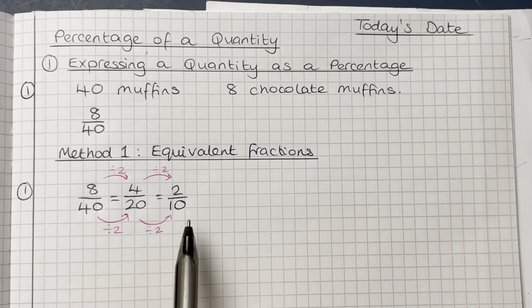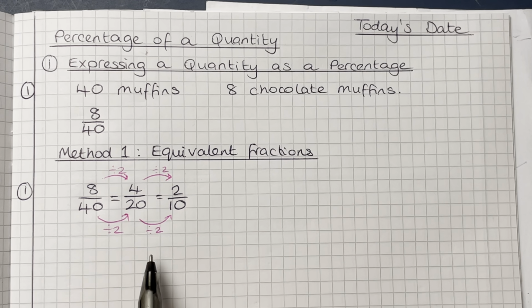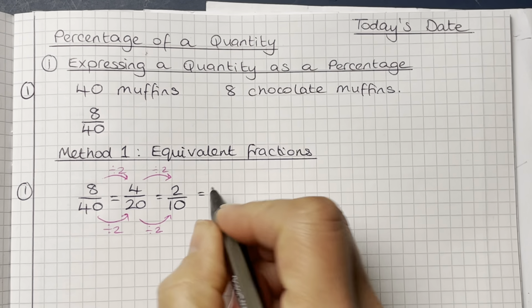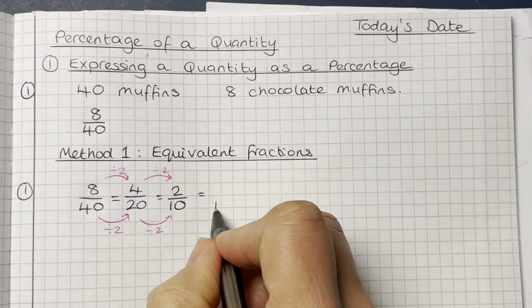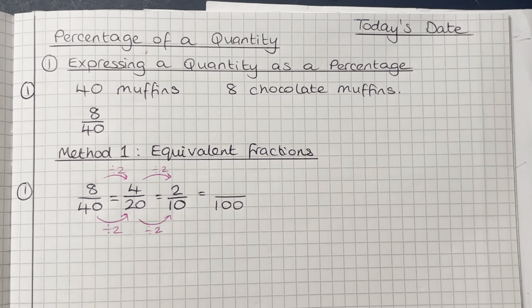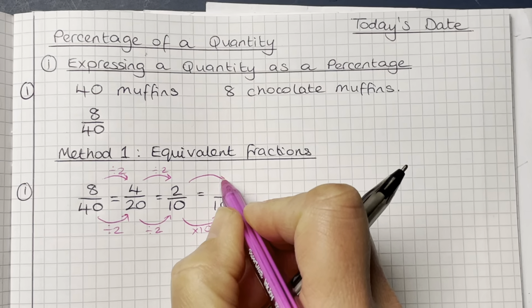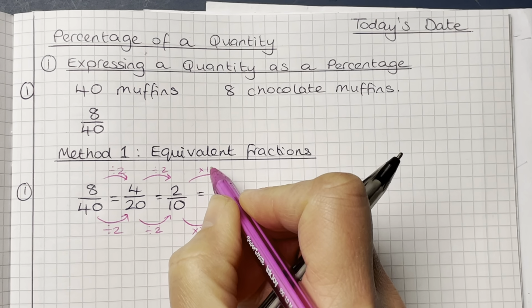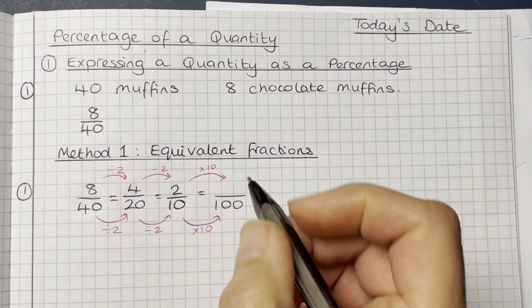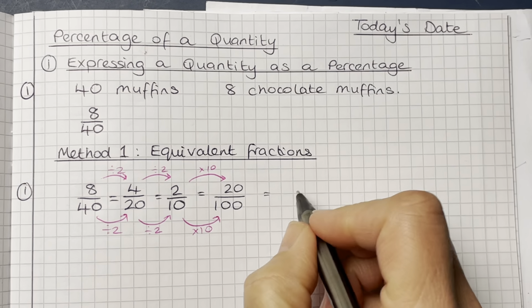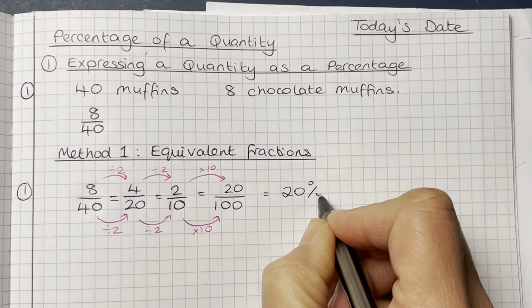But because I'm trying to get to a denominator of 100, then I'm going to stop there, because I know that if I multiplied 10 by 10, that's going to give me 100 as my denominator. And if I do the same to my numerator, I'm going to get 20. 20 out of 100, which is 20%.